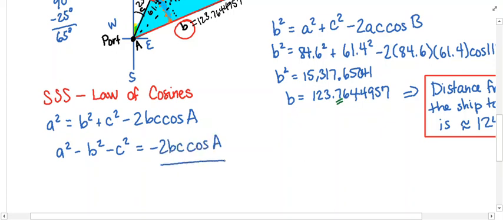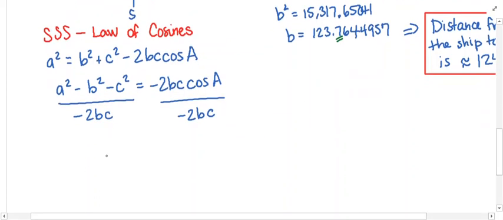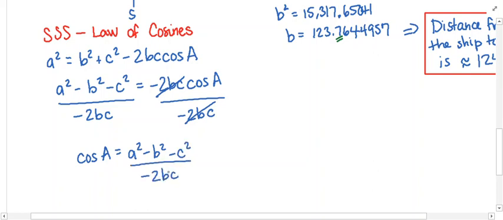Divide both sides by negative 2 times B times C. And that's going to tell me how to get the cosine of A. I'm just going to switch sides here. On this side, these guys will cancel. So the cosine of A, to get that quantity, we're going to do A squared minus B squared minus C squared all over negative 2 times B times C. Now I'm going to plug into it.